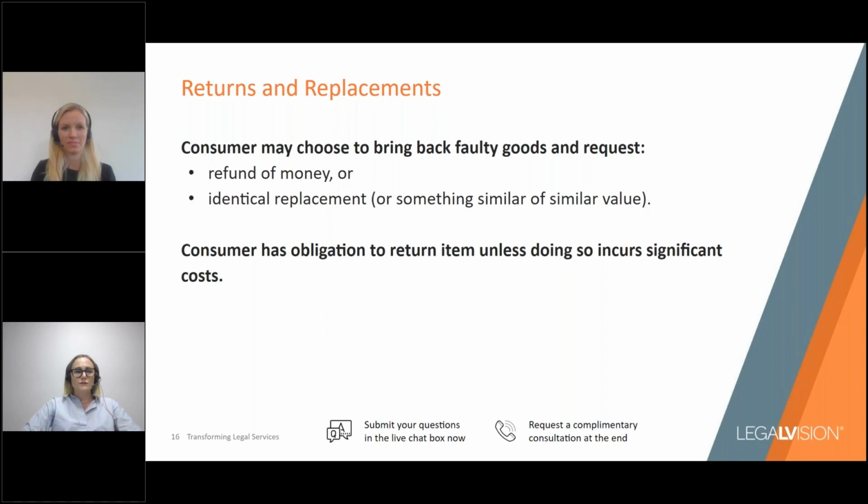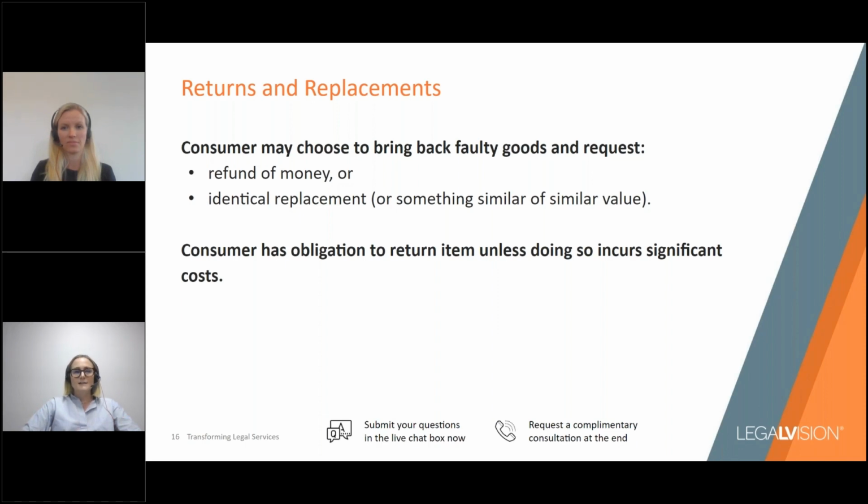Consumers can choose to return goods and ask for a refund, or return goods and ask for an identical replacement. However, as we discussed earlier, if the failure is not of a substantial character, the supplier can ultimately choose whether to repair the goods, provide a replacement, or refund the consumer. A replacement must be of an identical type to the goods returned. And if that is not possible, then you, the supplier, can offer something of the same type and similar value. Otherwise, the consumer can choose a repair or a refund instead.